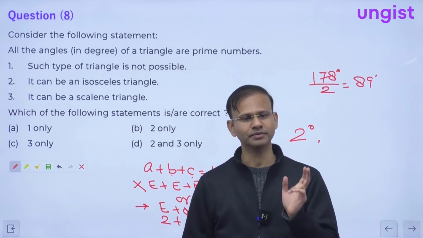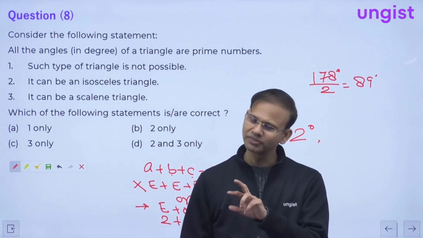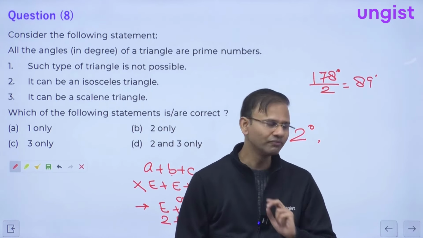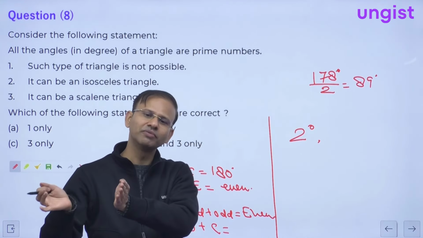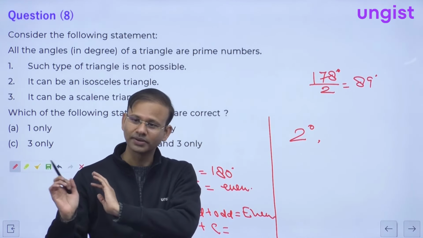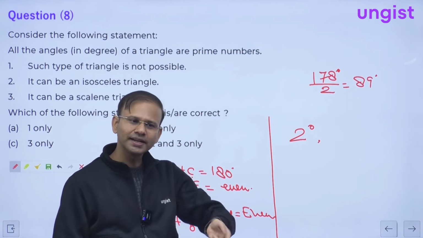All the angles are different. Isosceles is what? Two angles are same. So if the question is saying two angles are same, then obviously they will be like half of 178, because their sum will be 178, right? So we have done half of 178, that is 89. Now we need to check 89 is prime or not.